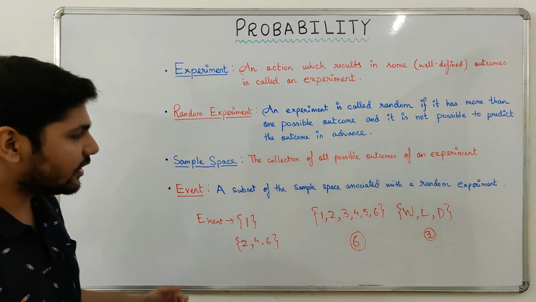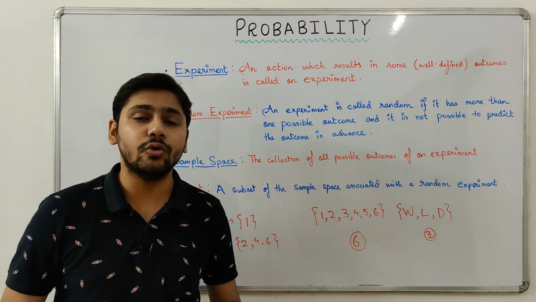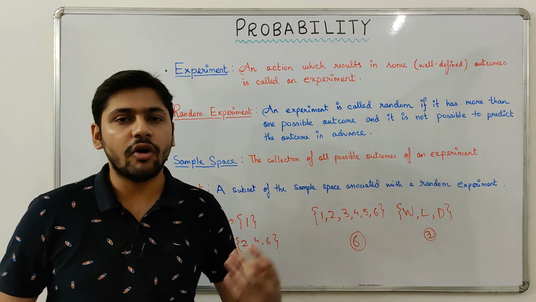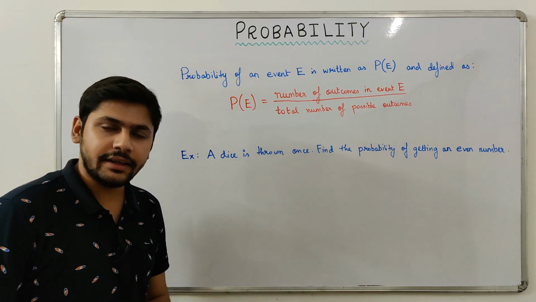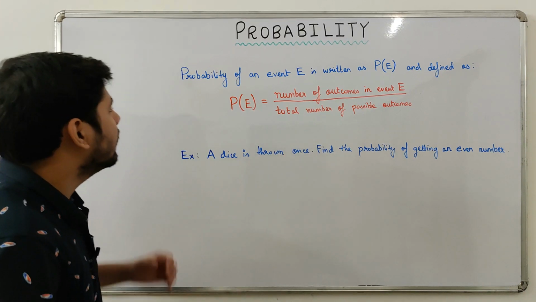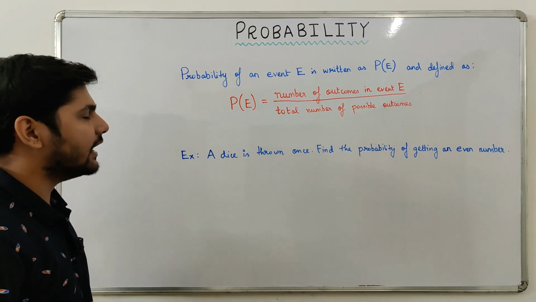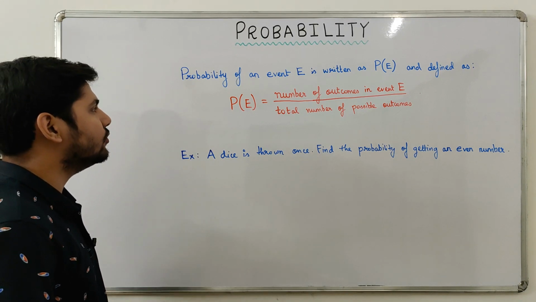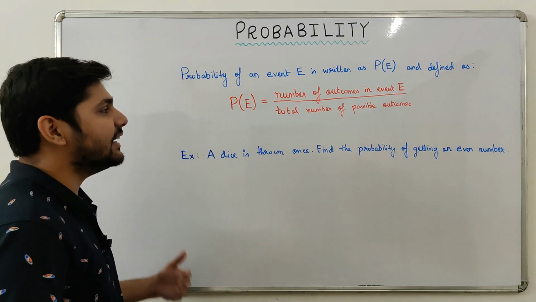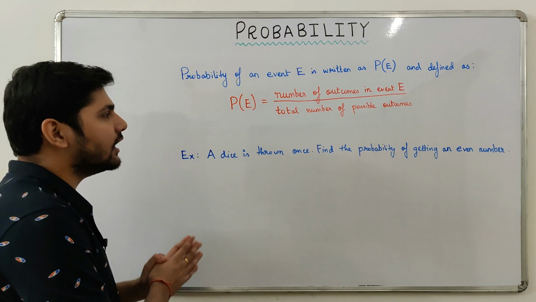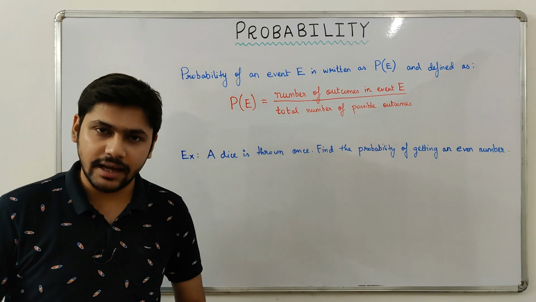So guys, these were the 4 terms that we needed to understand before studying the definition of probability and how to calculate it. So now we'll move on to that. Let's check out the definition of probability and how we calculate it. Probability of an event E is written as P of E and defined as P of E is equal to, that is, probability of the event is equal to number of outcomes in event E divided by total number of possible outcomes.